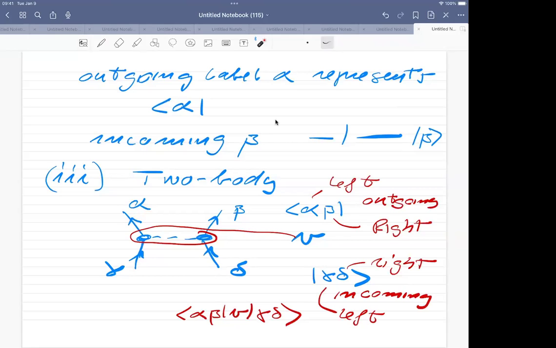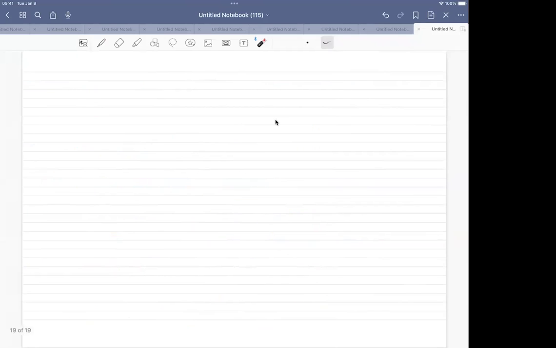So let's now look at the specific states which we have. So this was the interaction term. Let's now look at a specific state. So this is point 4.